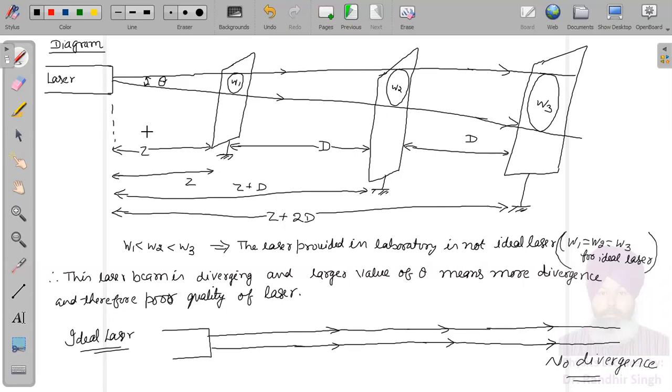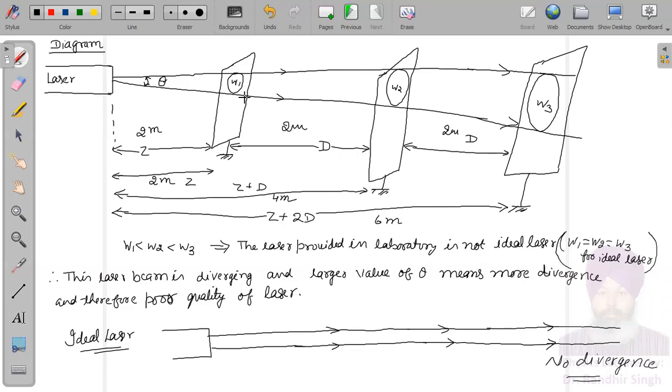So in the laboratory, I will choose this distance to be 2 meter, and this will also be 2 meter. I will choose both distances to be 2 meter. Even this will be 2 meter. So that this initial distance, I will first place the screen at 2 meter, then I will place at 4 meter, then I will place at 6 meter.